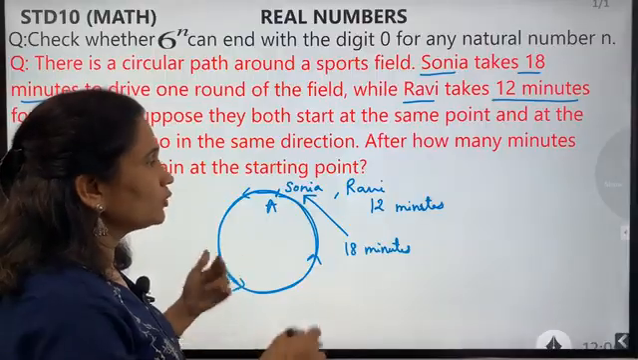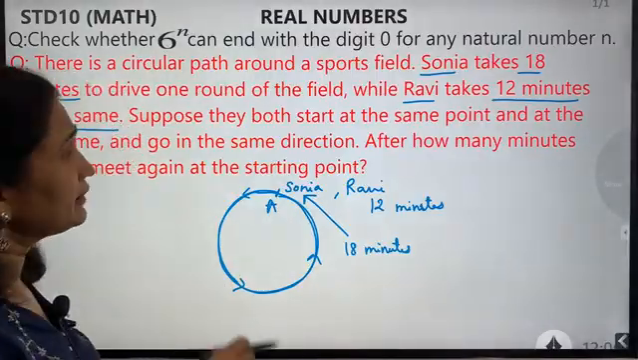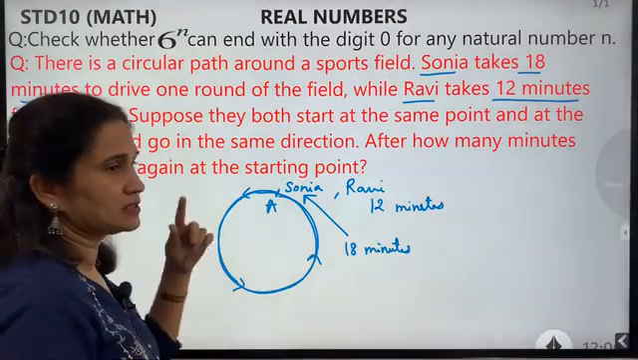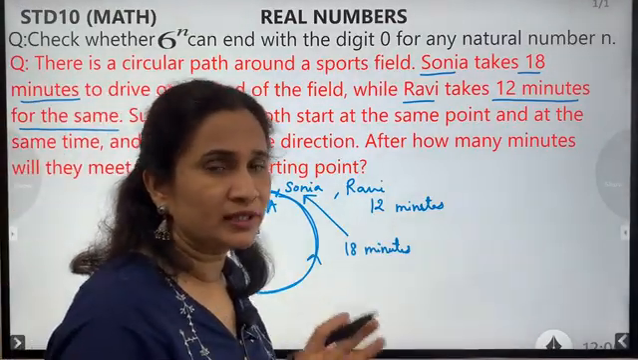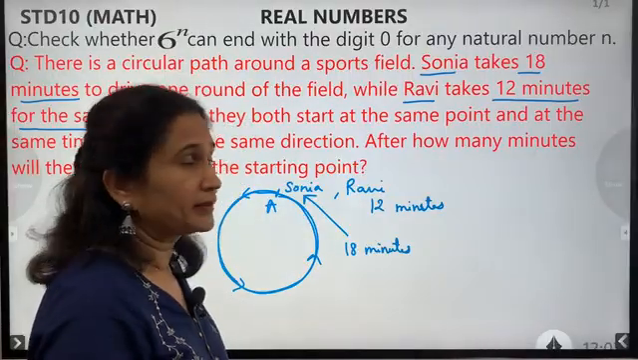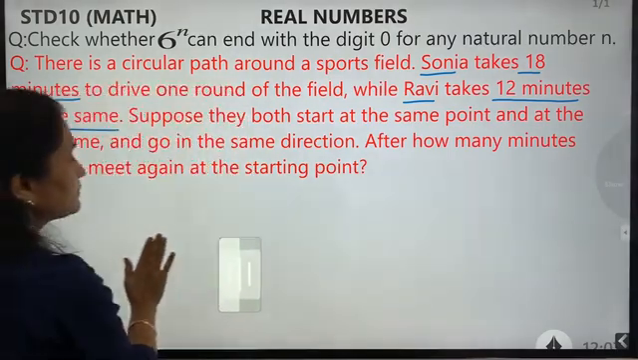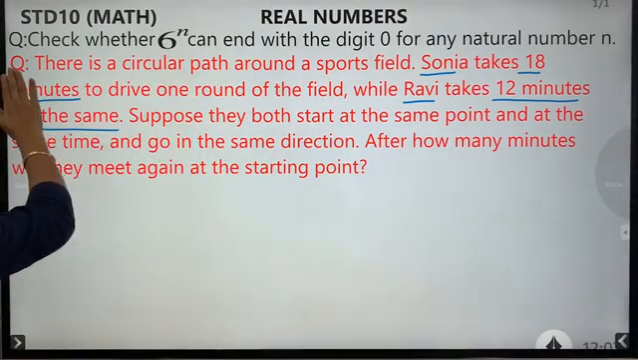So by going by this time, one round she completes, but after how many minutes will they meet again at the starting point? If at all they have to meet at the starting point, what will be that time? That is what they are asking. Now for such sums, we always make use of LCM, that you have to keep in mind.